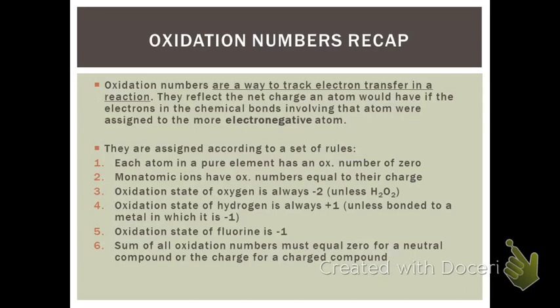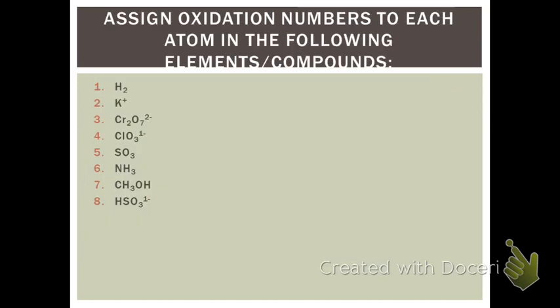Other ones, group 1A is usually plus 1, group 2A is usually plus 2. And remember, all the oxidation numbers have to equal 0 if the compound is neutral. If it's charged, it has to equal the charge. So, let's practice. See what you remember. And number 1, the oxidation number of hydrogen, because it's by itself, is 0.